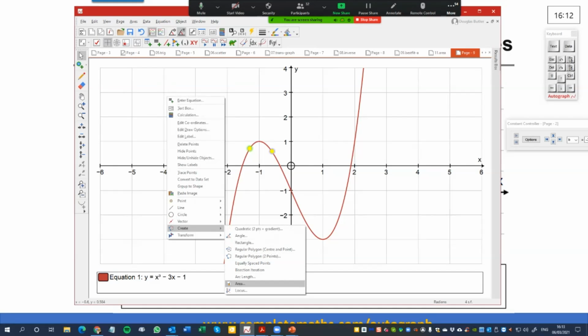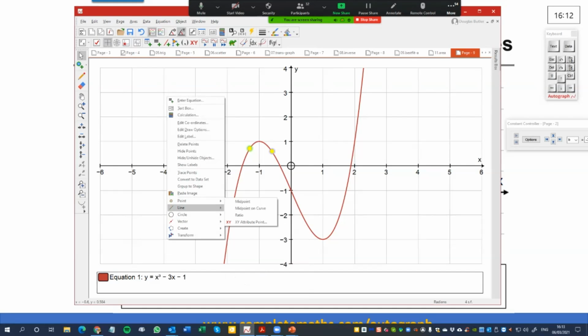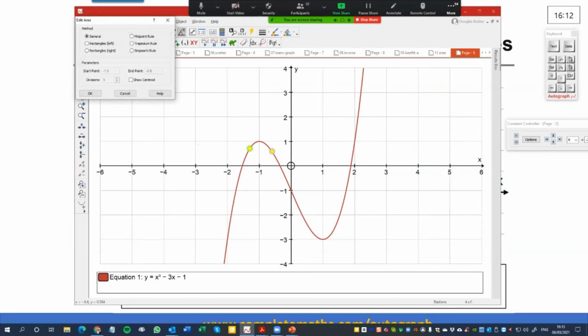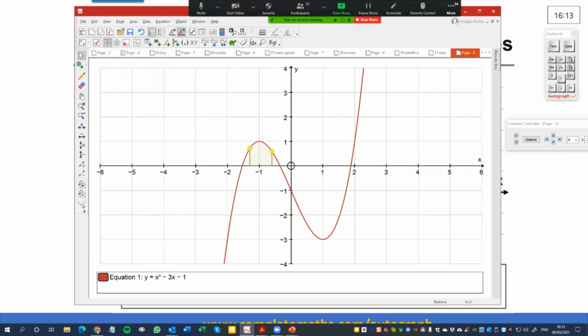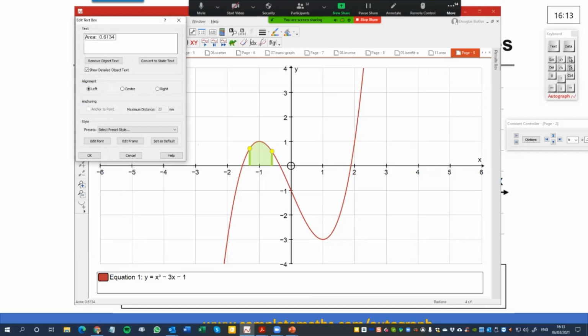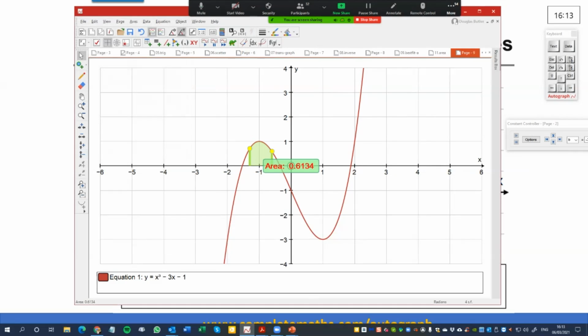Those who are used to AutoGraph up to this version will probably be wondering where the area has gone, but you can see that you've got these sub-menus which are very important shortcuts to more things. The right-click menu is just getting too long. So anything that isn't a vector, line, circle, or a point goes in the create area. And you have a general area, which is fine. And if you select that, the text box will tell you what the area is.